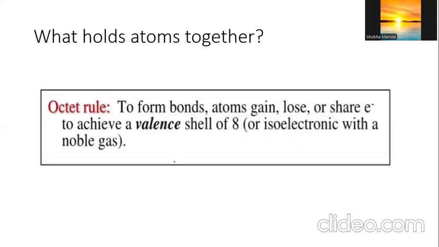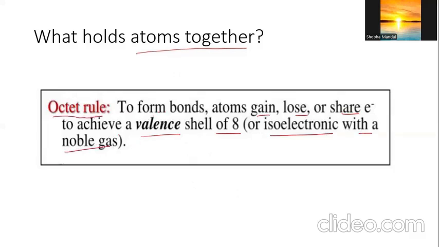So before we start, we should understand what holds the atoms together. You know that atoms have electrons in the energy shells around the nucleus. So the atoms, in order to form bonds, gain, lose or share electrons, so that in the process they achieve the valence shell of 8 electrons. When they acquire the valence shell of 8 electrons, they become isoelectronic with a noble gas. And this rule is called the octet rule.